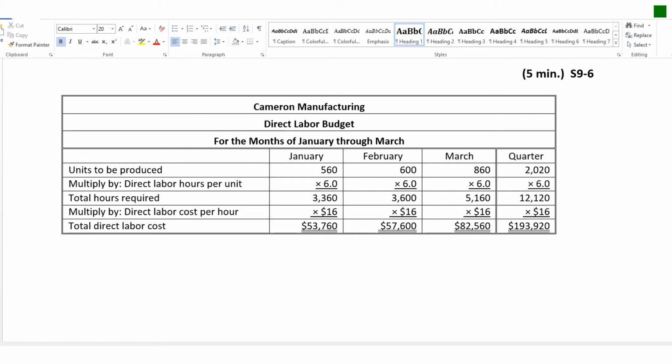Okay, so here's your schedule. Notice again, you start with your production units. These are all given to you in that top row. You need to convert it. They told you it was 6 hours to make a unit, so you multiply each of the production units by 6. That tells you total hours needed for each month. You then multiply that by the rate of labor, which is $16 per hour. That's going to be your payroll right here for January, for February, for March, and then you just have to add these up. That's going to be the total. To summarize it, that'll give you the total for the quarter.